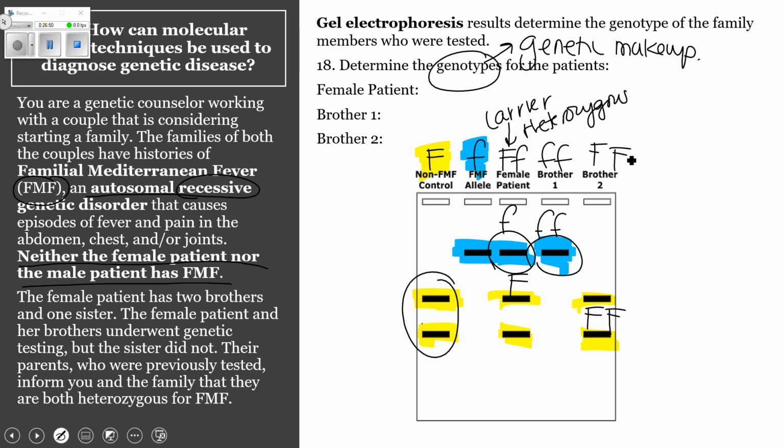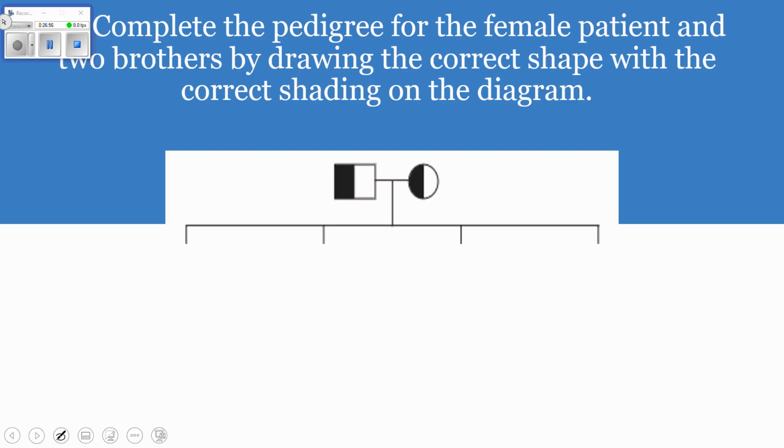From this information, we are going to have to go and actually make a pedigree. Looking at the pedigree, just to remind us, we had female, 1, 2. Female was a carrier. 1 had the disease. And then the other one was healthy. He was not a carrier, and he did not have the recessive allele.